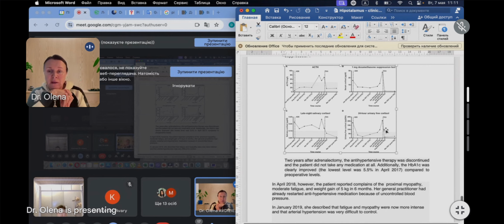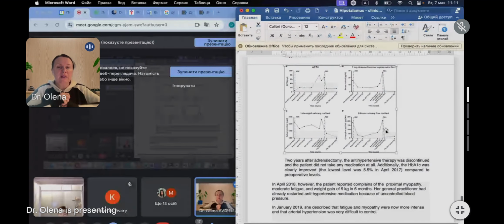Two years after adrenalectomy, the antihypertensive therapy was discontinued, and the patient did not take any medication at all. Additionally, the level of glycated hemoglobin clearly improved, and the lowest level was 5.5 in April 2017. So carbohydrate metabolism returned to normal, and the patient does not have a significant problem with carbohydrate metabolism either. So all symptoms decreased in our patient.